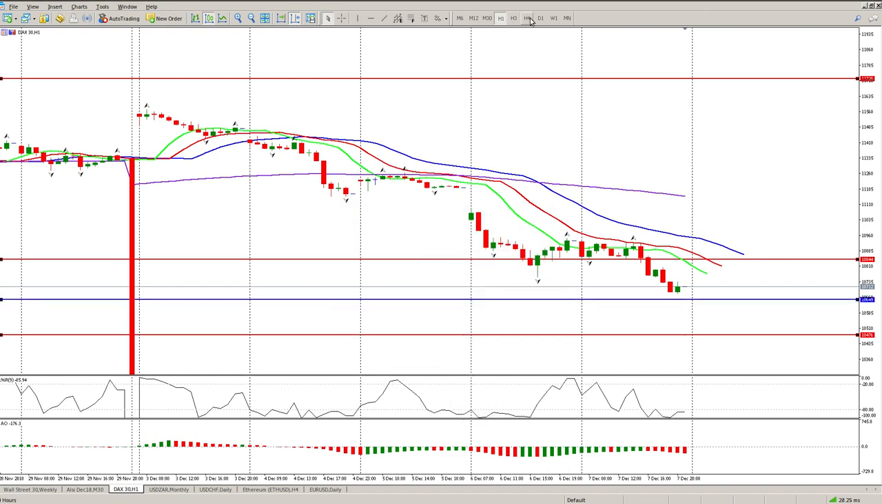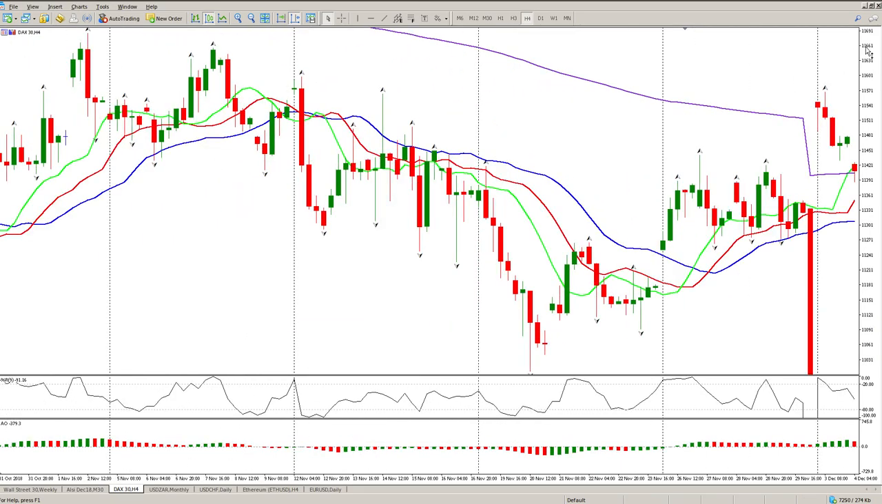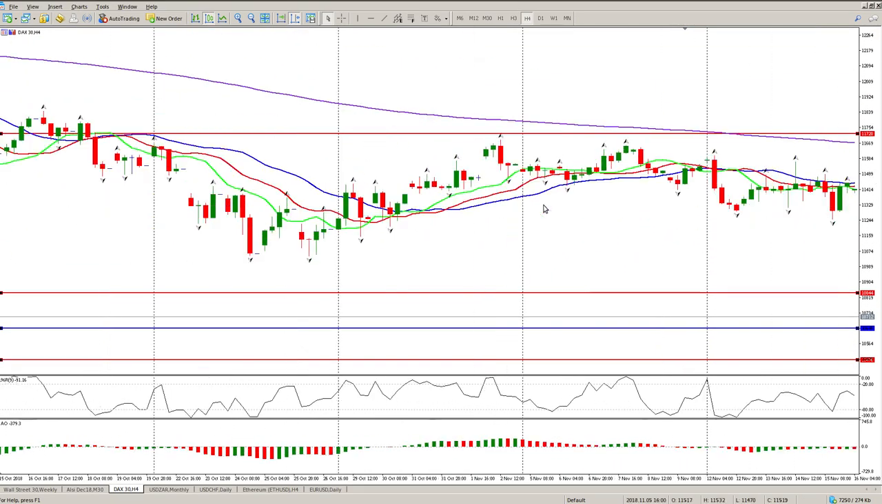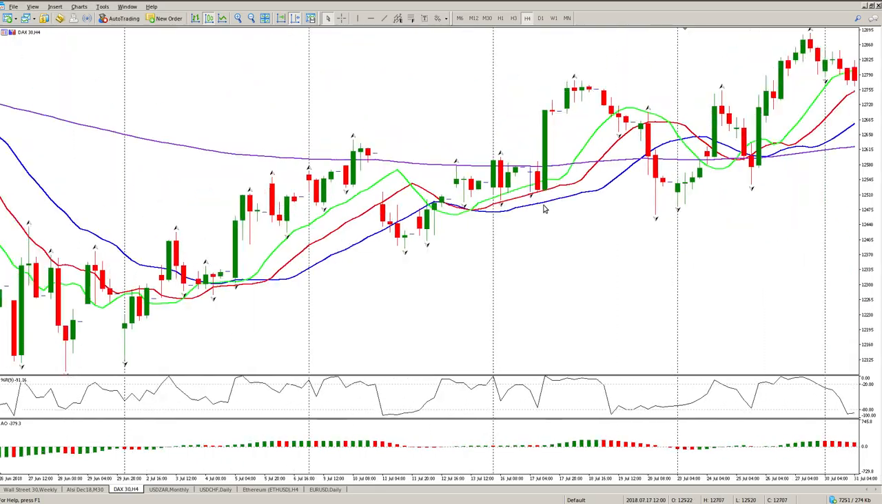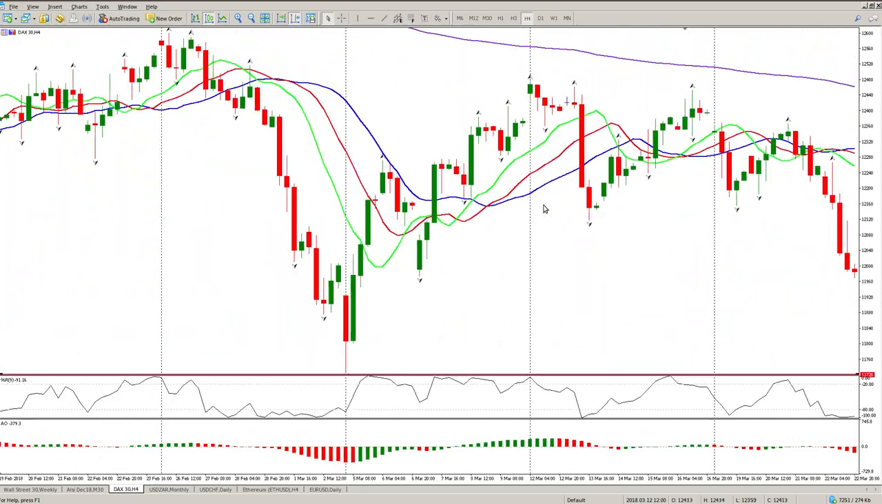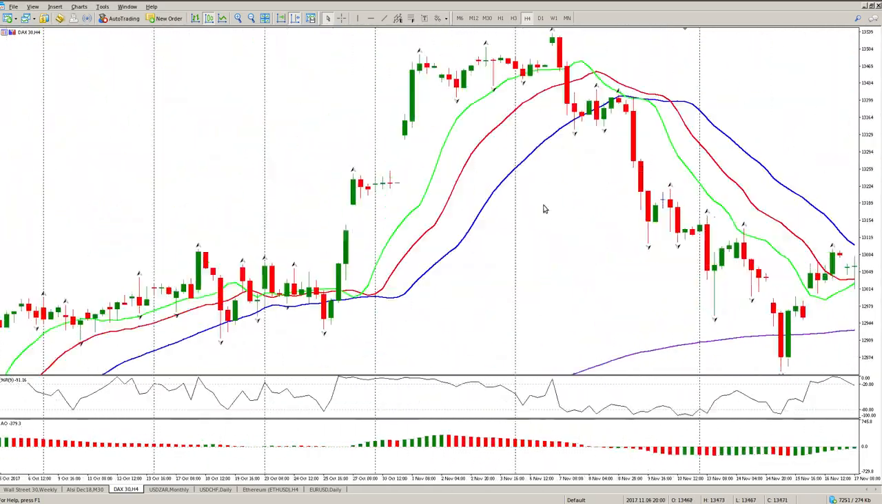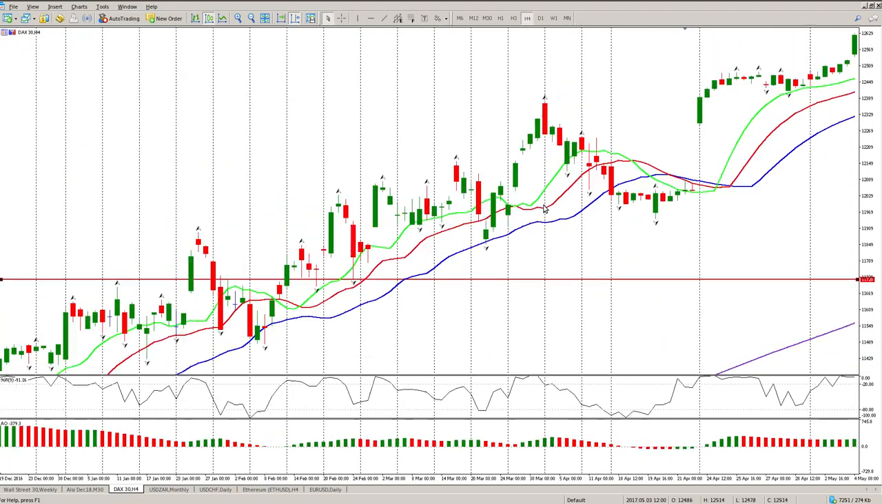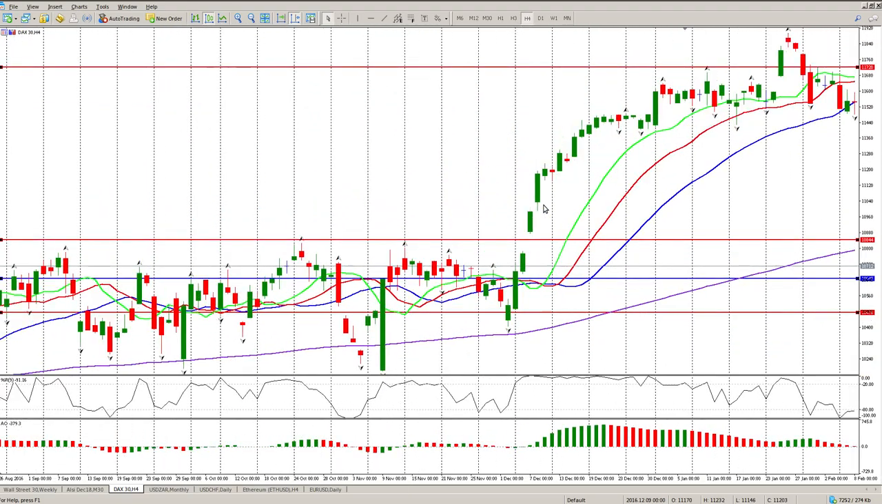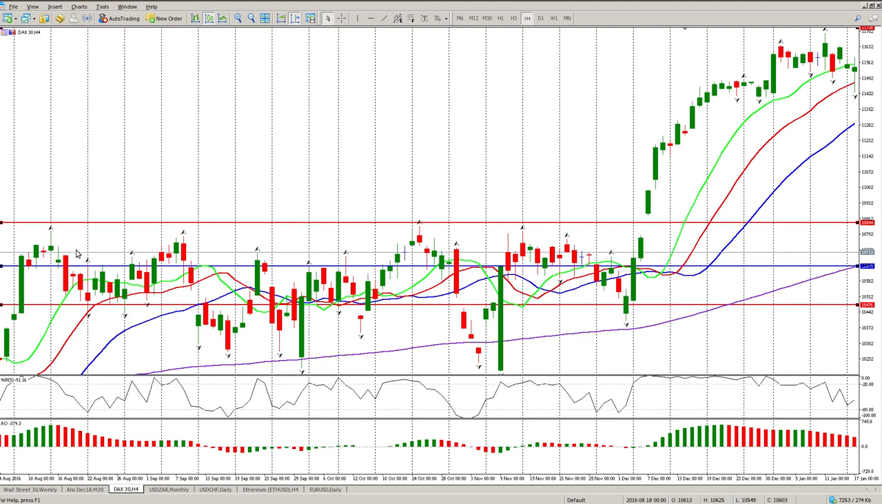Okay, and now if I come back to the 4 hour, and we just go to the left and just have a look to see if there is anything. Right, there we go. Okay, quite a bit of congestion back in, it was quite some time ago. So quite a bit of congestion. So there's nothing really inside here.